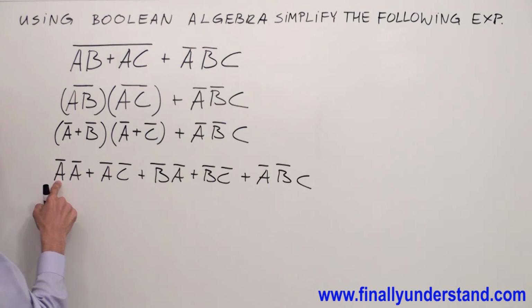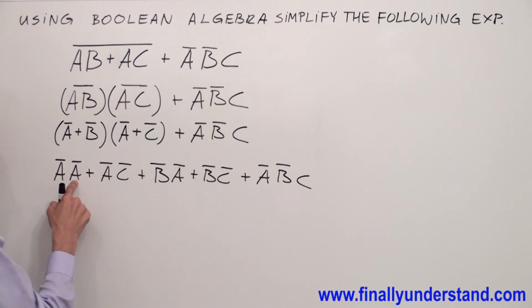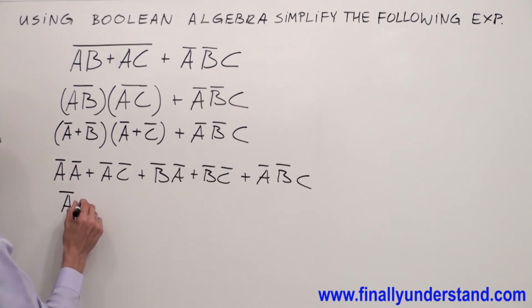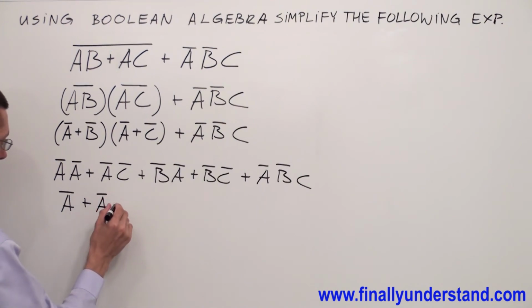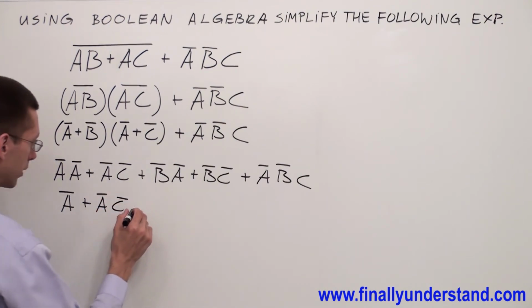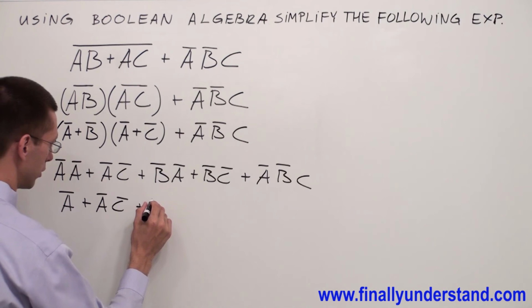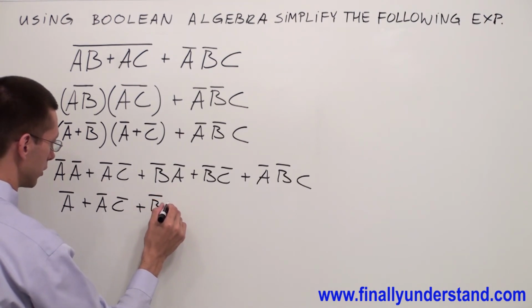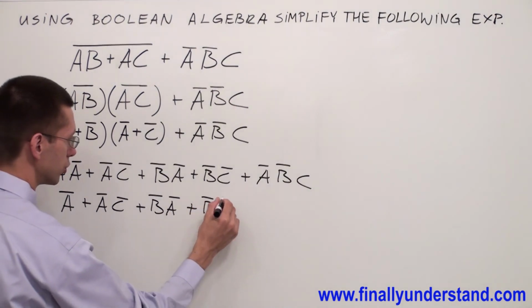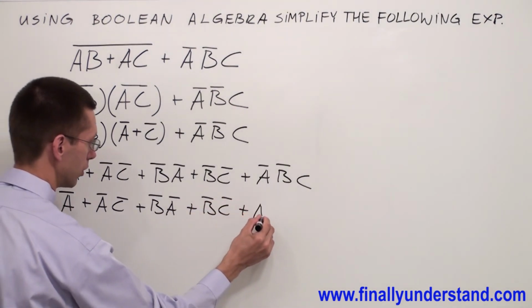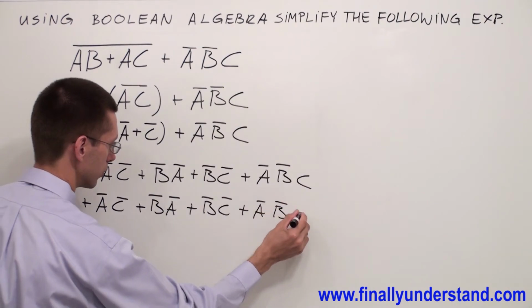A naught times A naught is just A naught, or let me copy down everything whatever is left: A naught, C naught, or B naught, A naught, or B naught, C naught, or A naught, B naught, C.